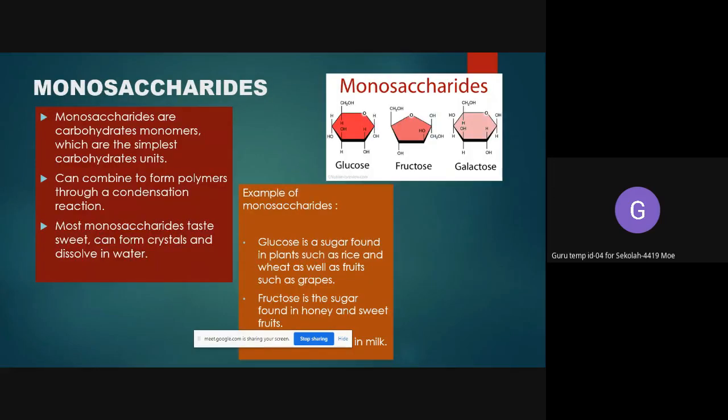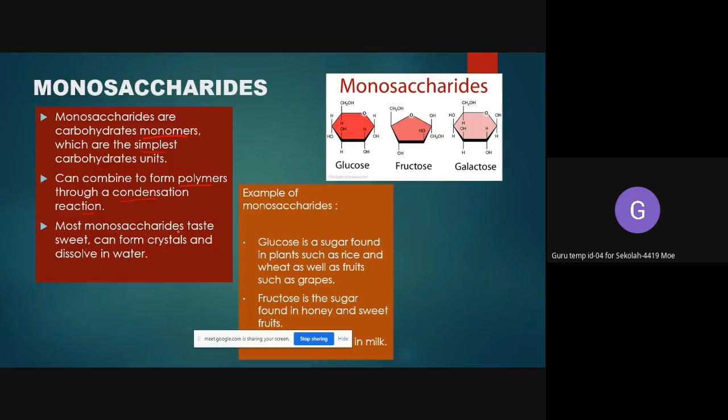Monosaccharides are carbohydrate monomers, which are the simplest carbohydrate unit. Monosaccharide ini adalah gula yang paling ringkas, can combine to form polymers through condensation reaction. Monosaccharide ni bila digabung akan menjadi polymers, akan terbentuknya polymers melalui condensation reaction.